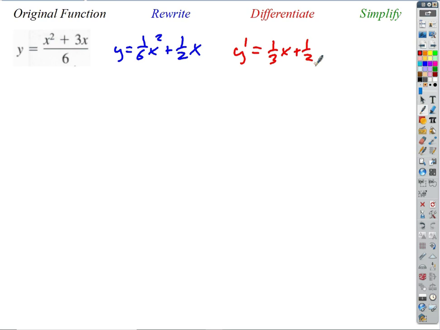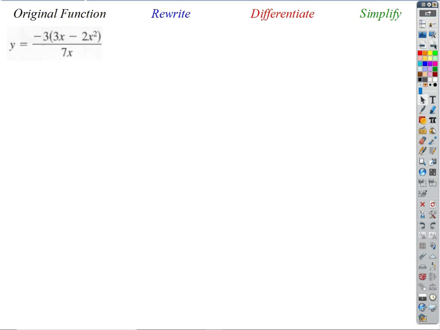Make sense? Okay. So sometimes I call this pre-writing. Before you even do the problem, you want to rewrite the function in a way that's going to make it easier to differentiate. And like I say, the further you go with this stuff, the more critical that becomes.